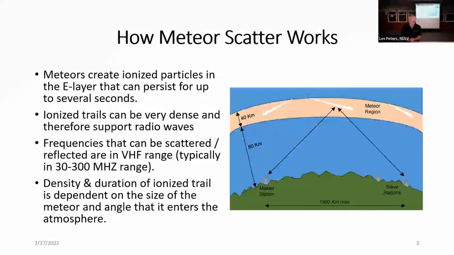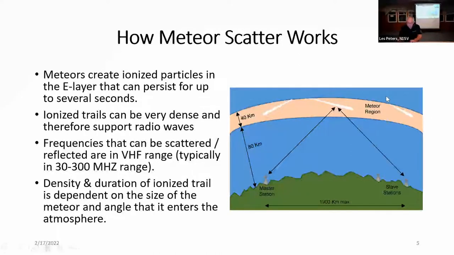But I'm not 100% positive on that. And the duration and density of the trails is dependent on the size of the meteor and the angle it enters the atmosphere. And I guess a little bit about the speed at which it's entering as well. So these are not high angle entries to the atmosphere. They're basically glancing blows, you can think of.